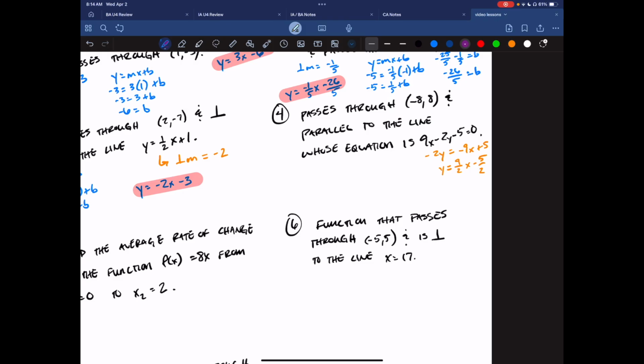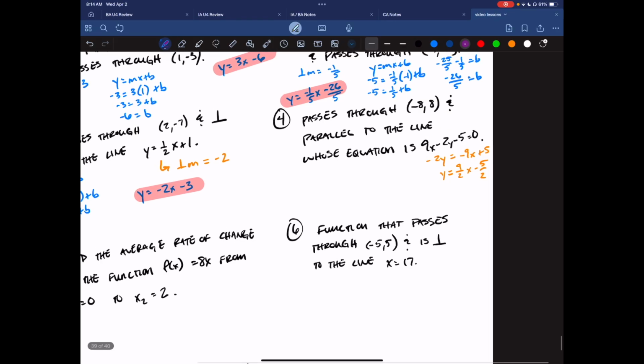I only care about the slope. It's parallel to this line. So the slope I'm going to use is going to be positive 9 over 2. Okay, y equals mx plus b. My slope is 9 over 2. y is 8. x is negative 8. Plus b.